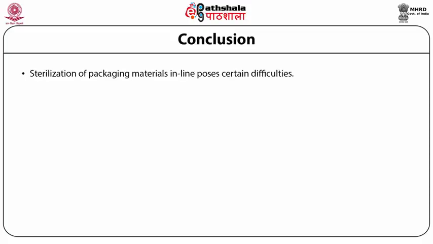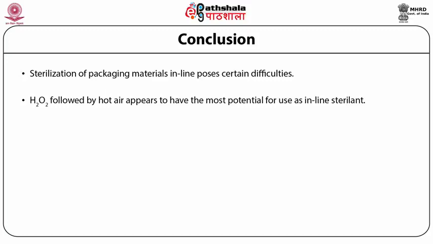Sterilization of packaging materials in the line of processing poses certain difficulties. Based on topics covered, it is apparent that hydrogen peroxide sterilization followed by hot air appears to have the most potential for use as inline sterilant for packaging materials and food contact surfaces. This combination is time-tested and no adverse report seems to have put any suspicion over the method's acceptability. Sterilization of packaging materials using hydrogen peroxide followed by UV irradiation also has been accepted for industrial application.